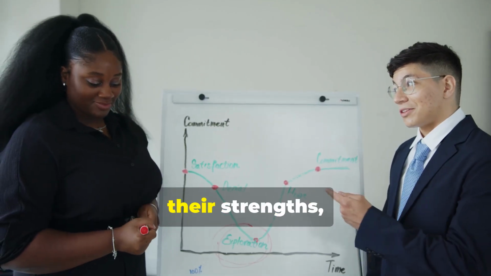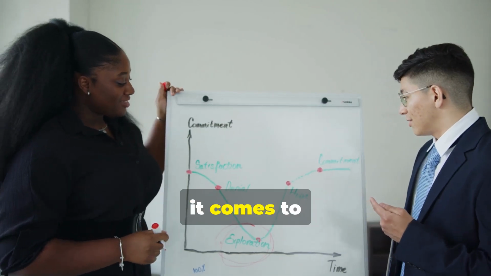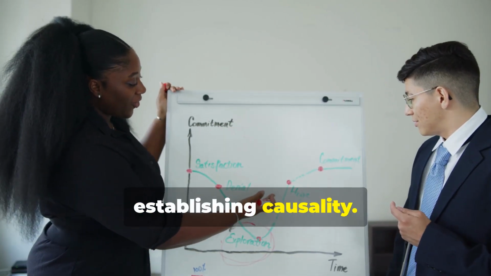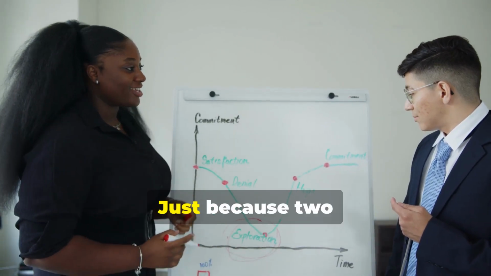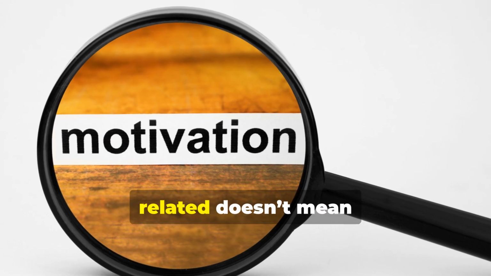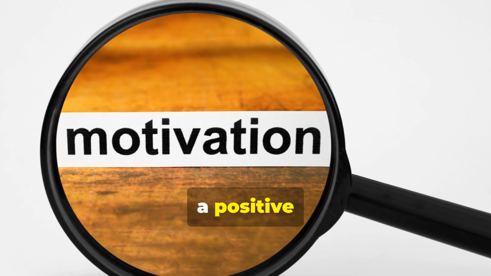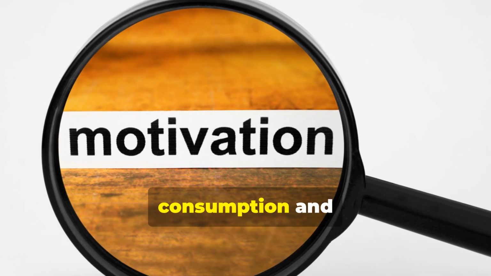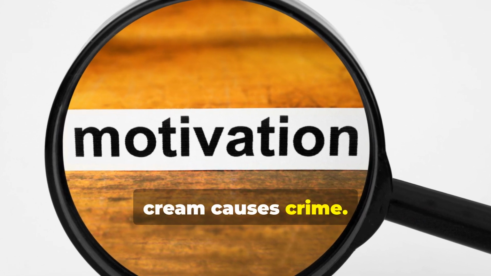Weaknesses. Despite their strengths, correlations have their limitations, particularly when it comes to establishing causality. A key weakness is that correlation does not imply causation. Just because two variables are related doesn't mean that one causes the other. For example, a positive correlation between ice cream consumption and murder rates might suggest they are linked, but this doesn't mean eating ice cream causes crime.